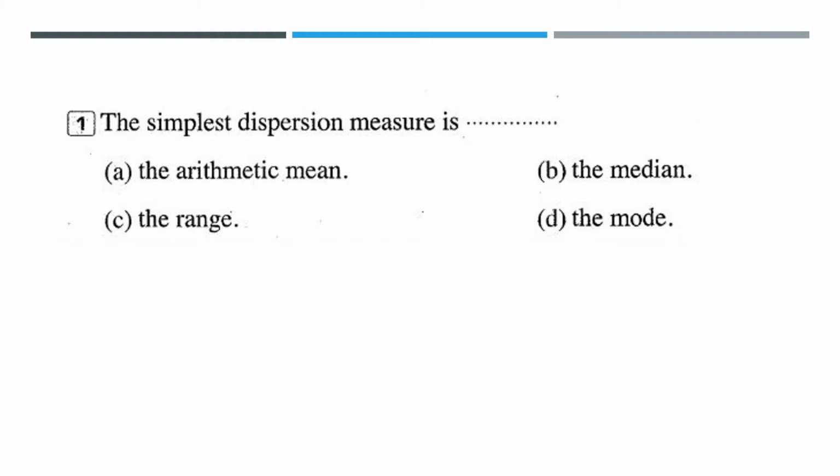Question number 1. The simplest dispersion measure is, let's see the choices, either the arithmetic mean or the median or the range or the mode. طبعا احنا خدنا قبل كده dispersion يا إما بقيسه بالرينج أو بالإيه؟ برافو standard deviation. طبعا ما عنديش في الchoices standard deviation فهنختار الرينج.